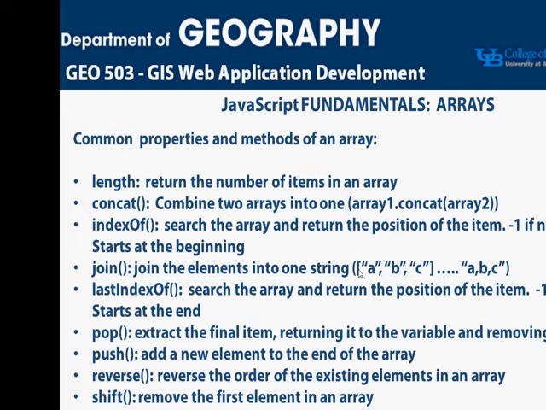Some of these things, to be honest, I haven't used that often. If you wanted to add a new item to the array after 23.4, you could have array.push and add Mongolia, and then it would add Mongolia to the end. Reverse flip-flops the order, so now 23.4 would start.